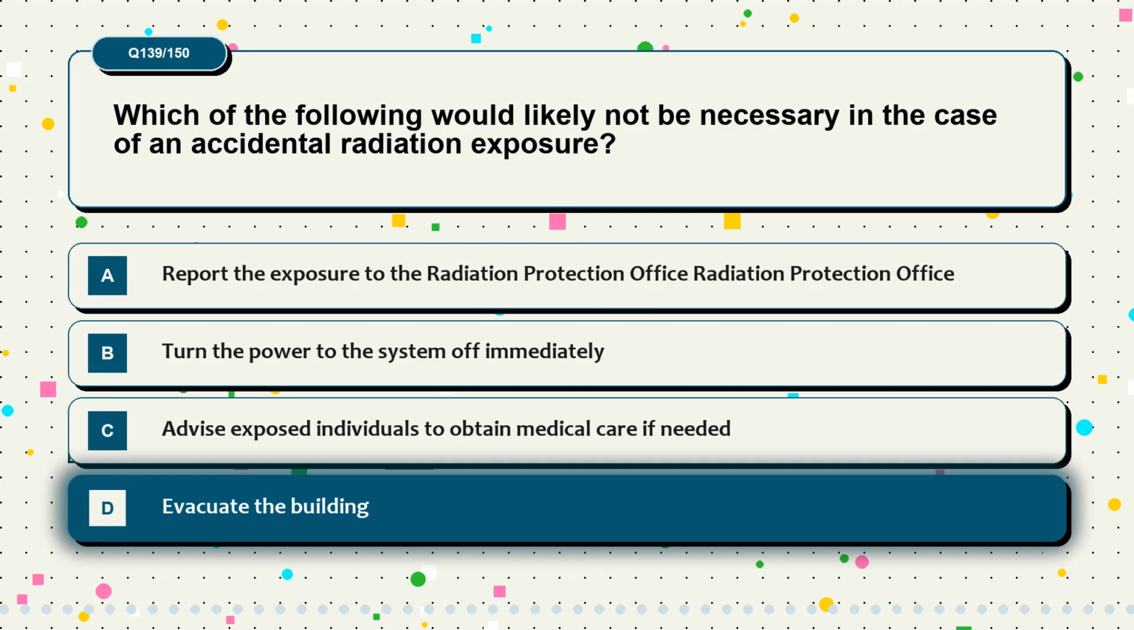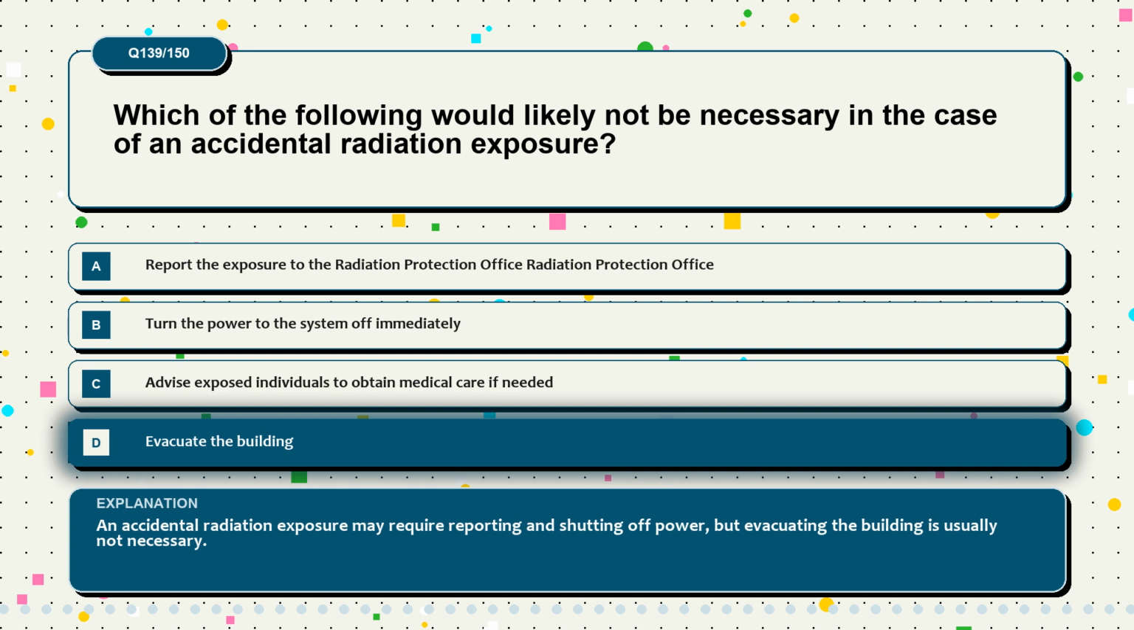The correct answer is option D, evacuate the building. An accidental radiation exposure may require reporting and shutting off power, but evacuating the building is usually not necessary.